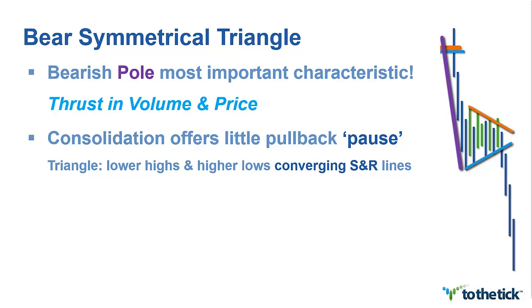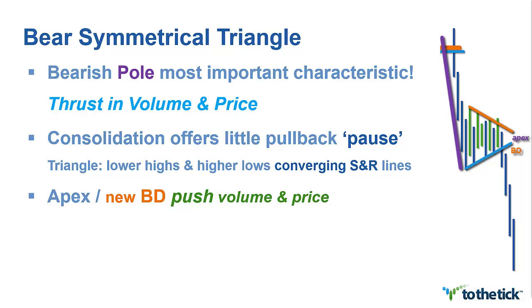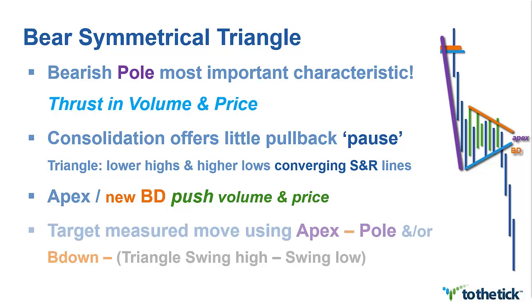You want to see it stay in that triangle structure of the symmetrical triangle, which is the lower highs and higher lows, converging trend lines there and squeezing to that apex. And then from that apex and/or that new breakdown, you want to see a new push from the bears in both volume and price. And finally, we're going to be able to use the price pattern itself to target measured moves using the apex and then subtract the measurement of your pole for the full bearish continuation part of the pattern, or you're welcome to take that breakdown price and subtract your triangle measured move in there between your swing high and your swing low.